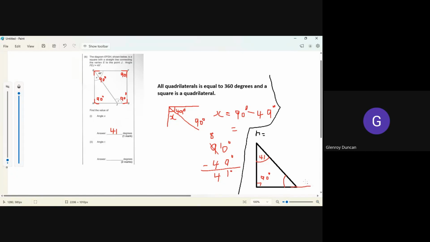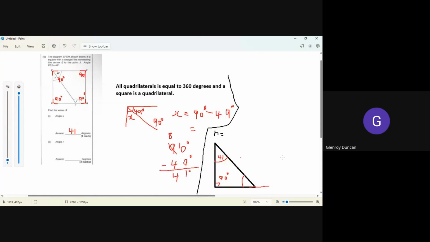All right, go ahead. So we add 41 and 90. That's what you're saying? Yes, sir. Let's add 41 degrees and 90 degrees. 1 plus 0 is 1. 9 plus 4 is 13. That's 131 degrees. Right? So we subtract 180 minus 131. That's what we're doing.